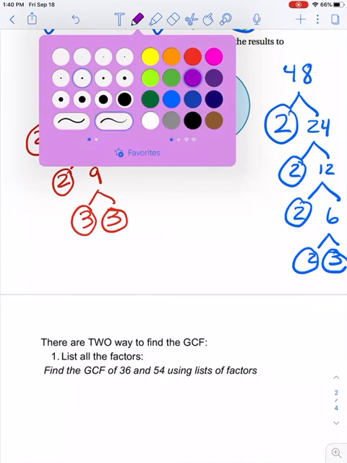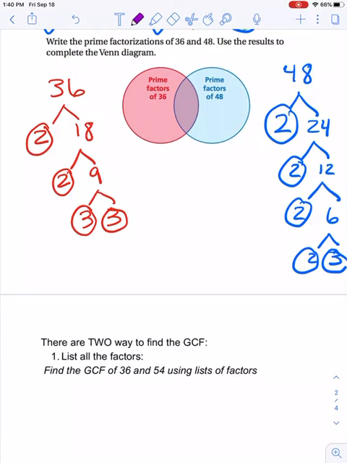Now, here's where we get to go with a different color. I'm going to go purple. Each time that the factor is in both trees, we're going to list it. I'm going to write it down as part of a multiplication problem. So here's a 2, here's a 2. I don't have another 2 over here, so I can't use that 2, but there is a 3 still in both.